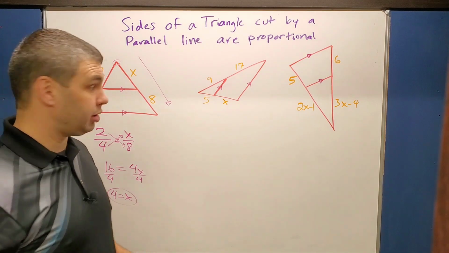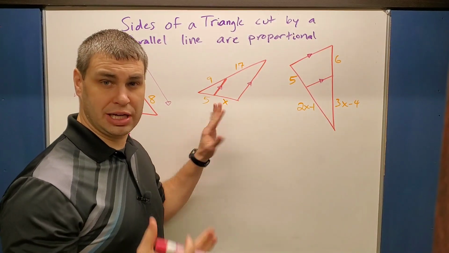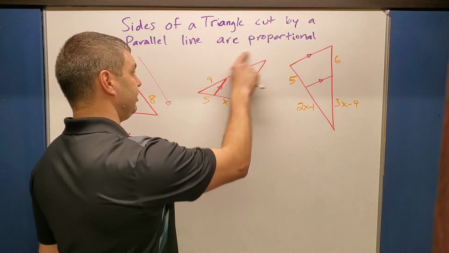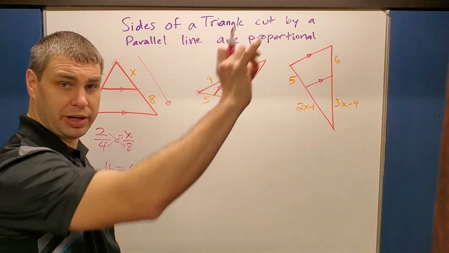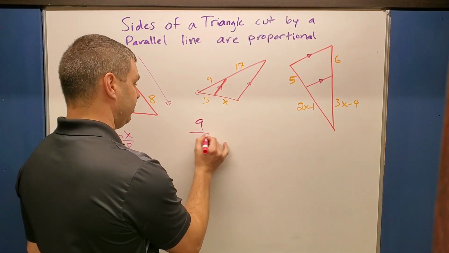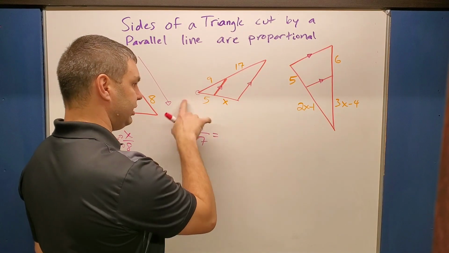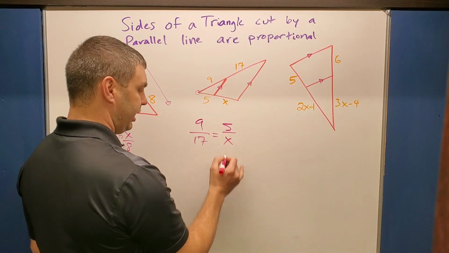All right, let's try a little bit of a harder one here. This time, the information is down what two sides? It's down the top and the bottom, which means I'm going to start at this corner. If I follow my way on the top, that's going to be 9 over 17 equals, and then on the bottom, it's going to be 5 over x.